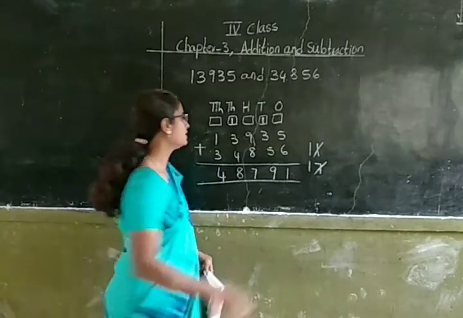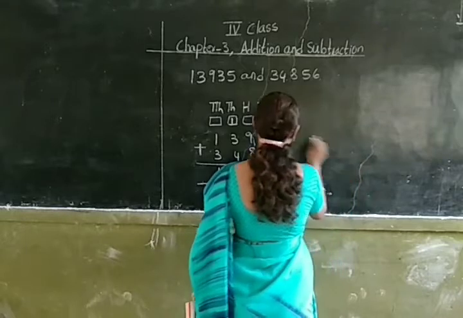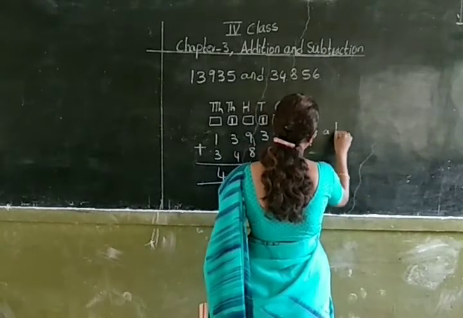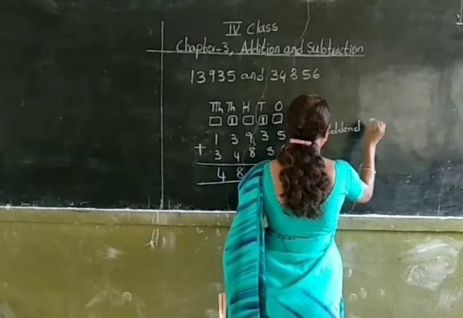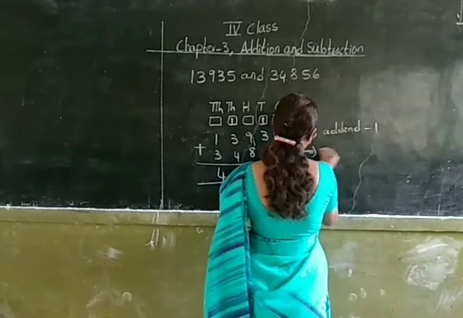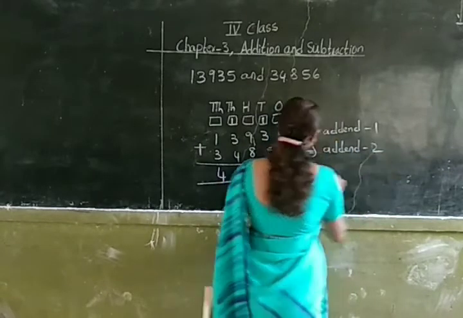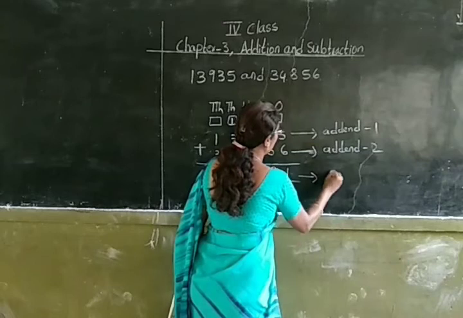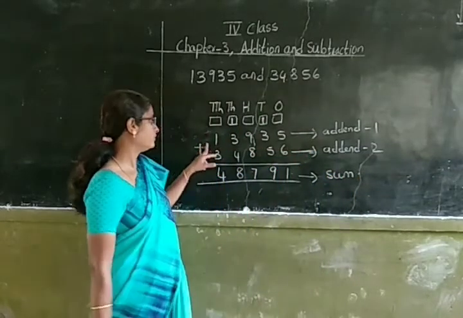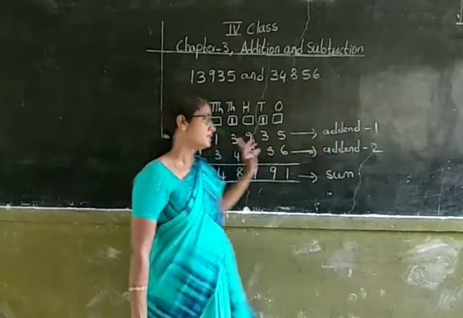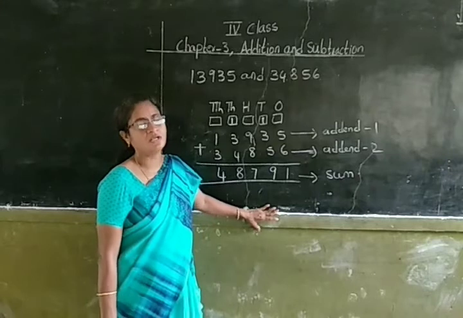So here, the first number is called addend 1. The second number is called addend 2. And the answer we got is called the sum. Did you understand, children? The first number is called addend 1, the second number is called addend 2, and the answer we got is called the sum.